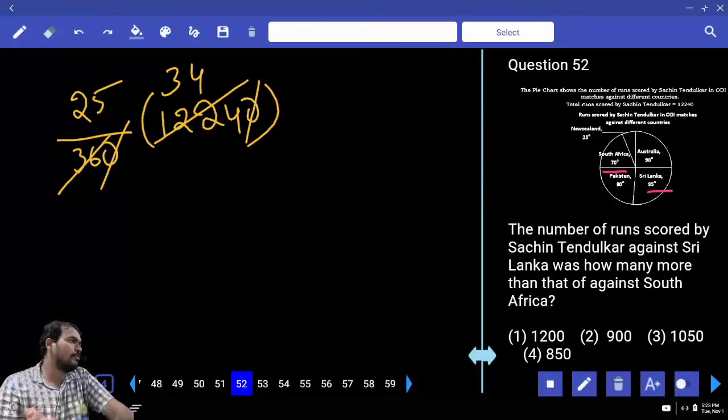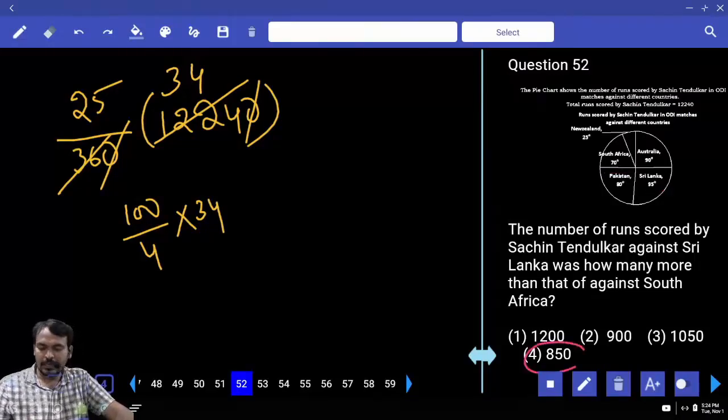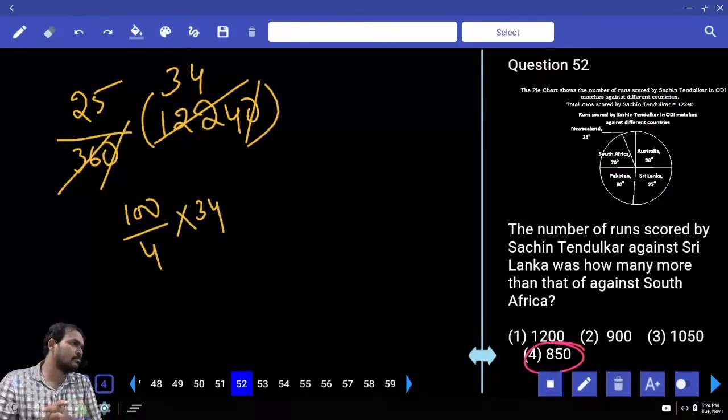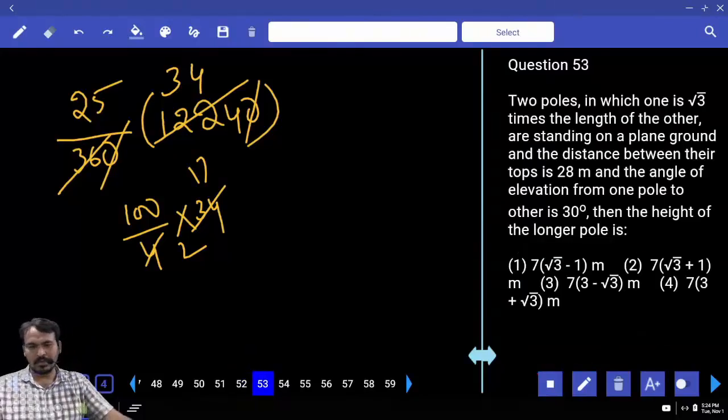So we write 25 into 34. 25 is 100 by 4, into 34. Then the answer is 3,400 divided by 4, which is 850. Or, 34 is a multiple of 17: 2 17s, so 1700 by 2 is 850. Total pie chart is how many degrees? 360 degrees is 12,240. We require 25 degrees.